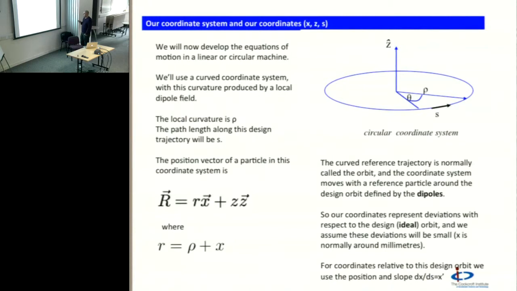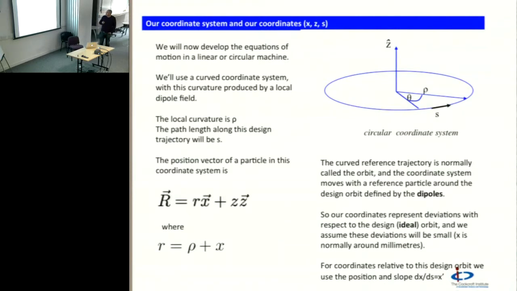So the position vector of a particle in this system, r, is given by a two-dimensional vector, ignoring longitudinal coordinates, r, which is x plus rho along the x direction, plus z, the vertical coordinate, along the z hat direction.